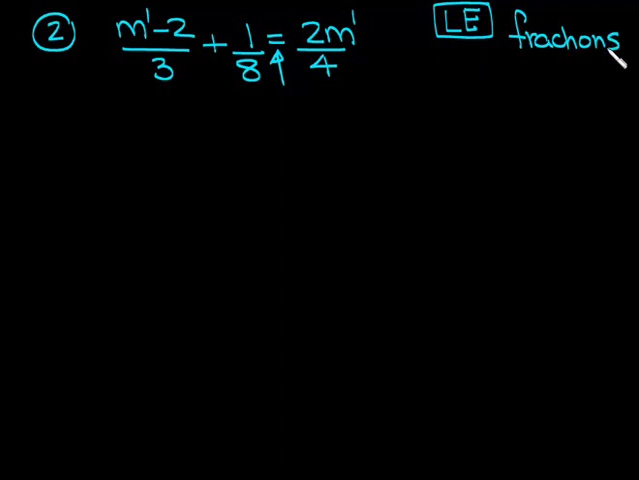So my first step should be to get rid of those fractions. And because it's an equality, whatever I do on one side I have to do on the other side. So just remember that. I'll come back to that. To get rid of the fractions, the first thing I need to do is find my common denominator.